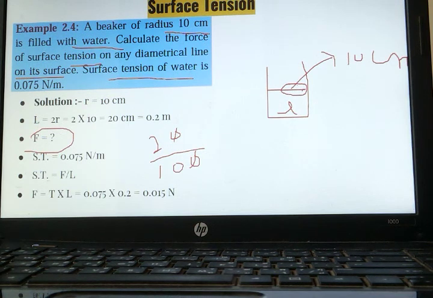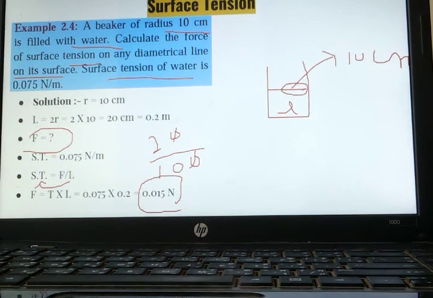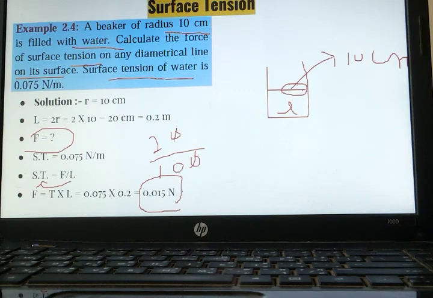We know that surface tension is F upon L. So F is equal to T into L. I have just taken L to the other side, so F is equal to T into L. Tension is 0.075 and length L is 0.2. After substituting and calculating, you will get the answer, that is 0.015 Newton.